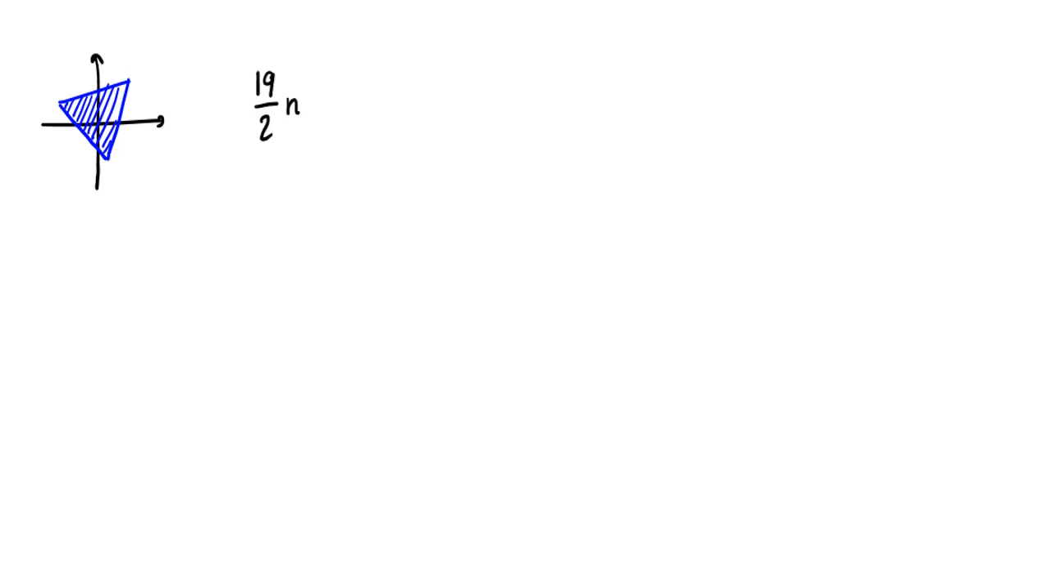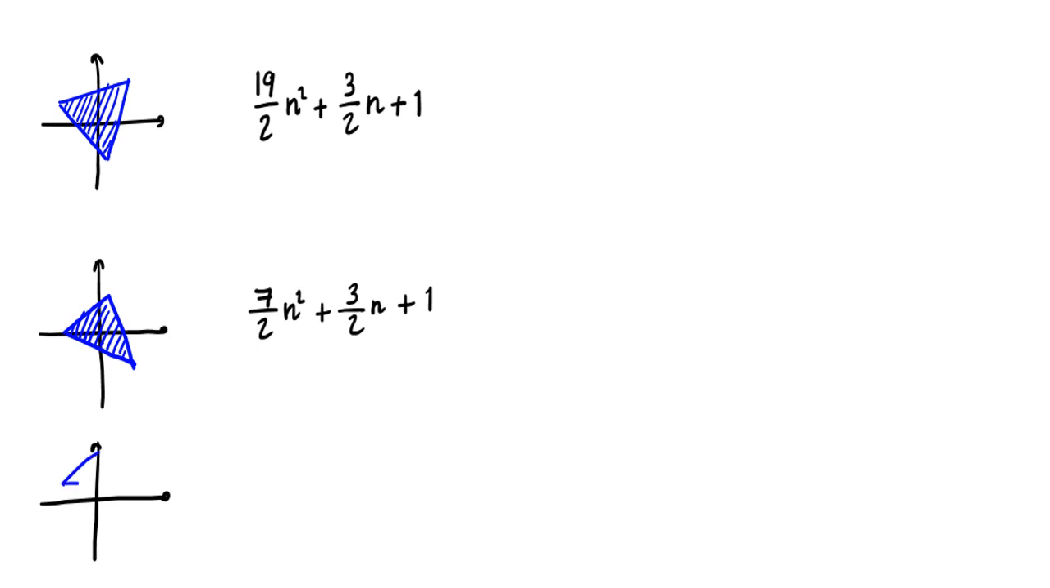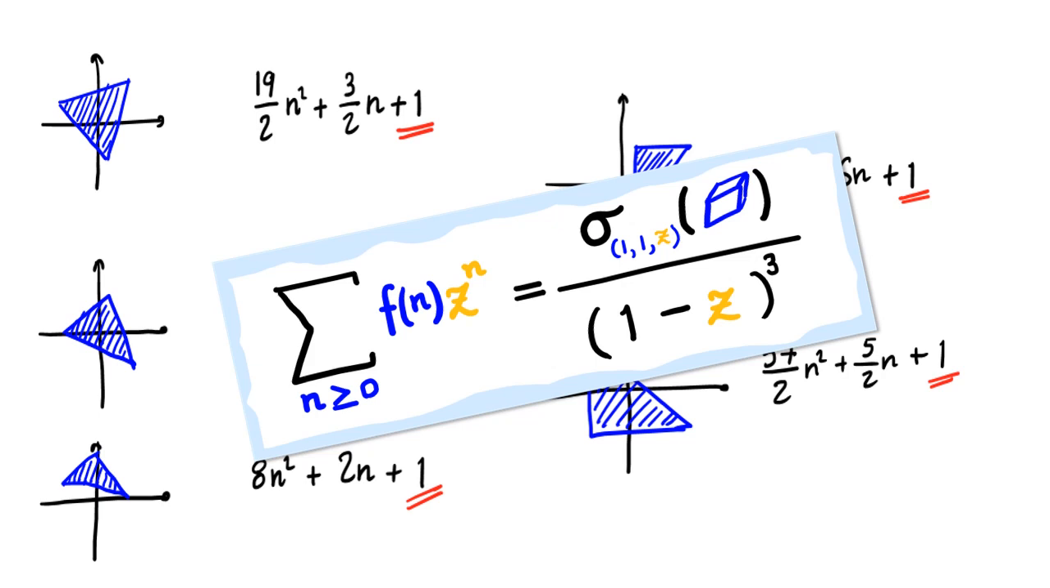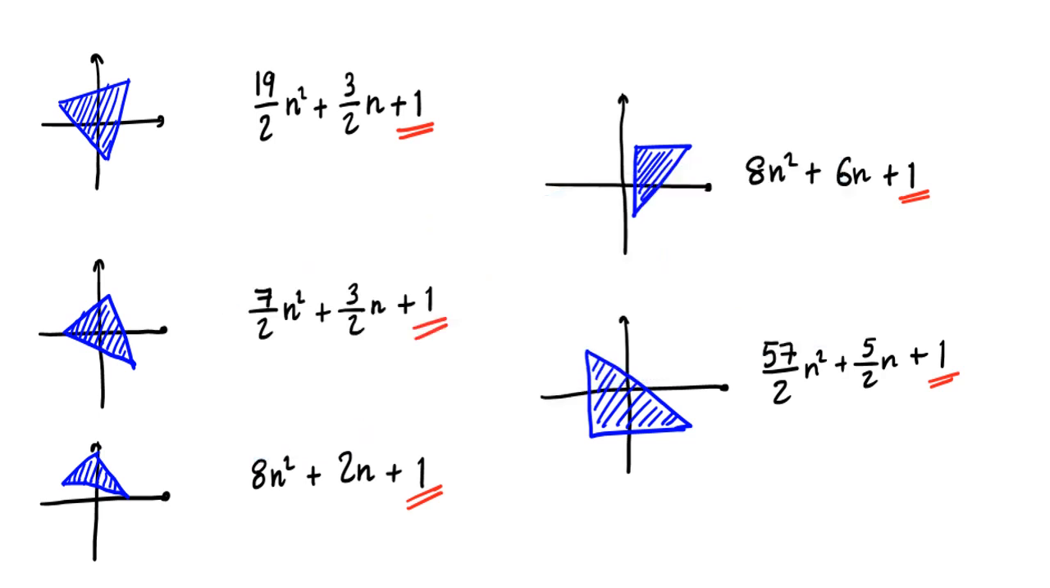And if we want to experiment with a few more triangles, we will get the following f of n's. You can notice some things here. For example, they are all polynomials of degree 2, and all of their constant terms are equal to 1. These are indeed all true for every triangle, and you can figure it out just by playing around with our generating function. A somewhat surprising fact would be that these leading coefficients are the areas of the corresponding triangles.